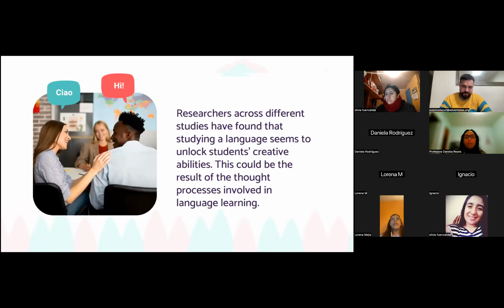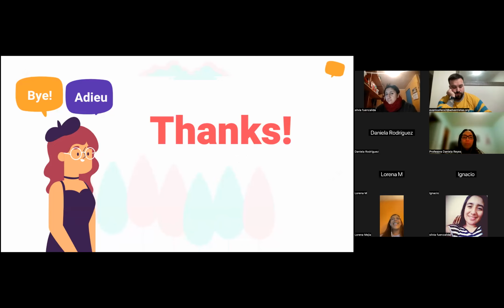Some research across different studies has found that studying a language seems to unlock students' creative abilities, and this could be the result of thought processes involving language learning. And in conclusion, whether you are a learner or a teacher of other languages, you are building skills, exercising your brain, and building your cognitive reserves every time you speak a second language. And that's it. Thanks.